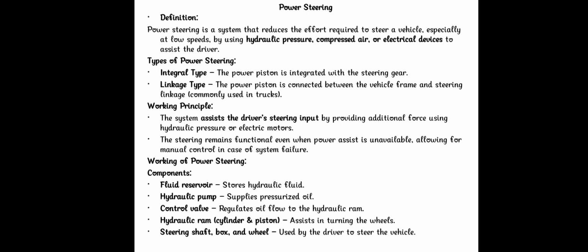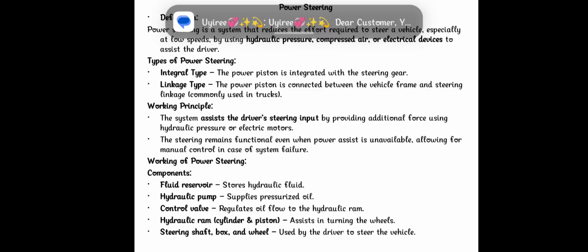The types of power steering: integral type and linkage type. In the integral type, the power piston is integrated with the steering gear, and in the linkage type, the power piston is connected between the vehicle frame and the steering linkage, commonly used in trucks. So the linkage type is the most commonly used in trucks. The working principle of power steering: the system assists the driver's steering input by providing additional force using hydraulic pressure or electrical motors. So whatever the input, hydraulic pressure or electrical motors, it assists the driver's steering.